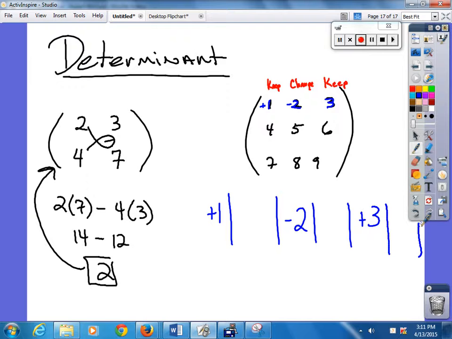I'm going to take my handy dandy highlighter. I'm going to highlight this 1 right here. I'm going to highlight the column and row it's in. What does that leave you with? 5, 6, 8, 9. And that's your 2 by 2 matrix.